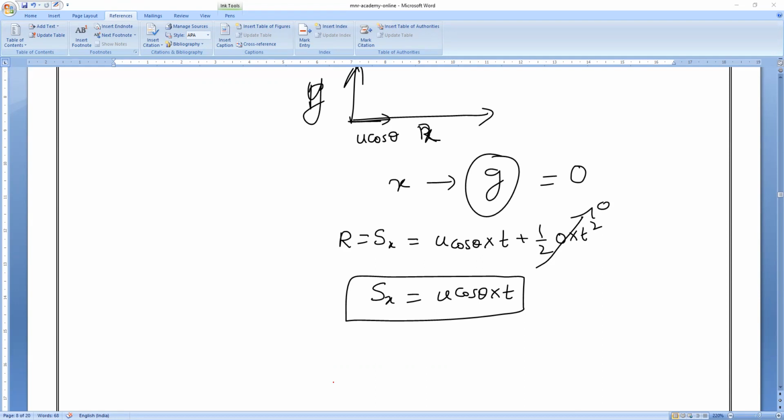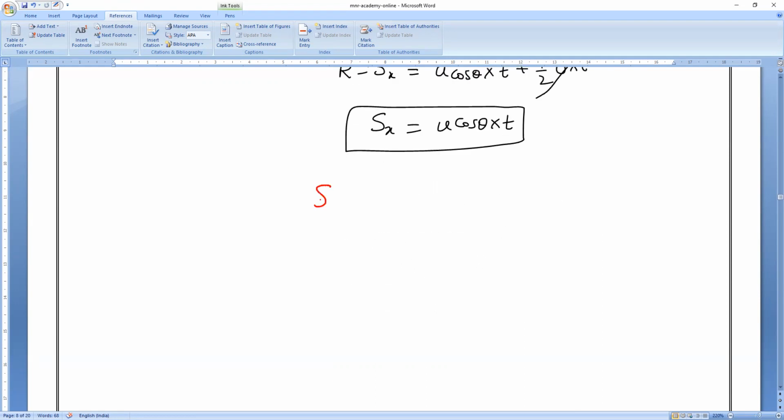Then what about the Y component? Displacement in the Y component, what is the formula? u sin theta into t. Understood? Everybody, please respond. Sir, in this case, S is equal to what? S is displacement, horizontal range or vertical range. Clear? Same displacement, sir. Yes, sir, understood.